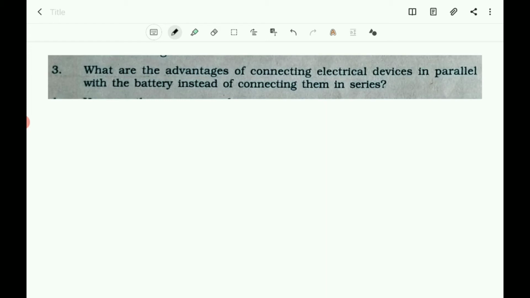the parallel circuit divides the current through the electrical devices. Each device gets the proper current which is required, depending upon its resistance. And third one, if there is any fault in a device, or if the switch is off on one device, others will not be affected, they will work themselves. These are the advantages of connecting electrical devices in parallel with the battery instead of connecting them in series.